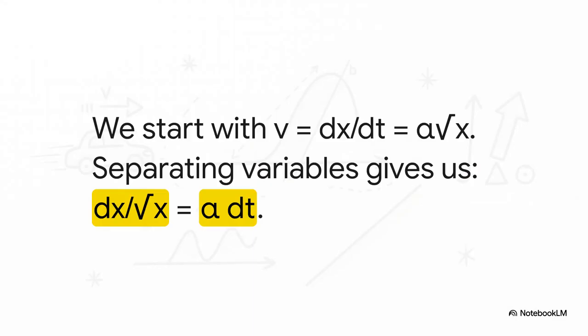So, first things first. We take the equation the problem gave us, v equals alpha root x, and we swap out v for what it really is, dx over dt. And boom, we have a differential equation. Now, how do you solve something like this? Well, there's this awesome calculus trick called separation of variables. All we do is get all the x stuff on one side and all the t stuff on the other. It's a simple move, but it lets us integrate both sides separately.